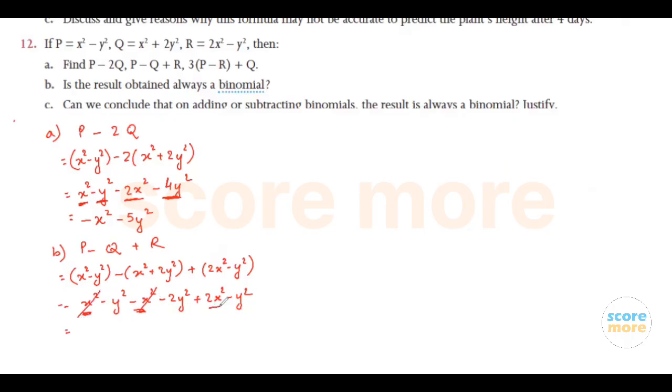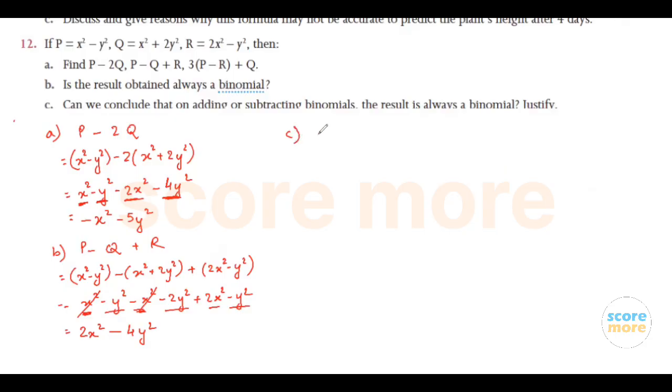Now the one left is 2x square, so write down 2x square over here. Now minus y square minus 2y square minus y square. Minus y square means minus 1y square. So minus 1 minus 2 becomes minus 3, and minus 3 minus 1 becomes minus 4. So minus 4y square. That is the answer of B part.